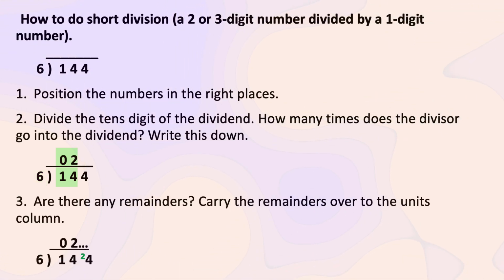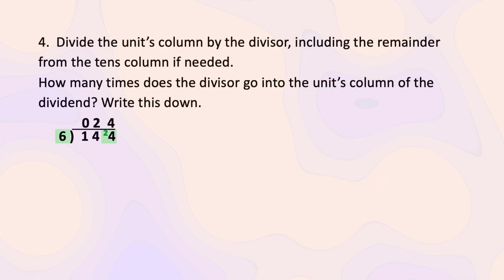3. Are there any remainders? Carry the remainders over to the units column. In this case, 6 goes into 14 twice with the answer of 12. The difference between 12 and 14 is 2, so we carry the remainder of 2 to the next number to make 24. 4. Divide the units column by the divisor, including the remainder from the tens column if needed.